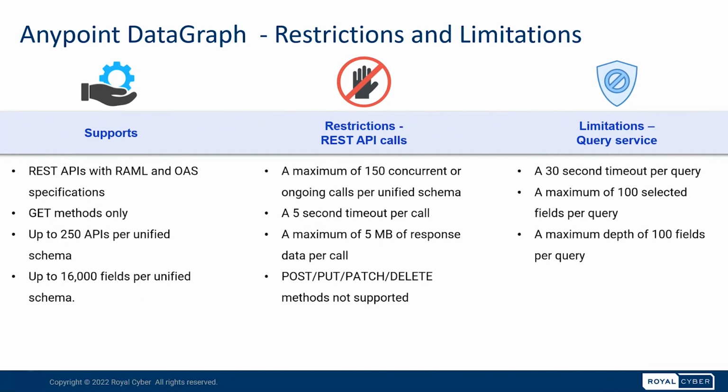Anypoint DataGraph limits the query service to a 30-second timeout per query, a maximum of 100 selected fields per query, and a maximum depth of 100 fields per query.